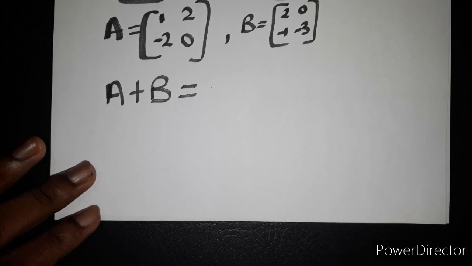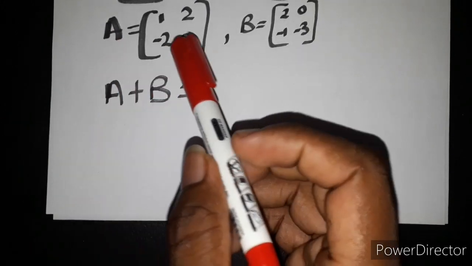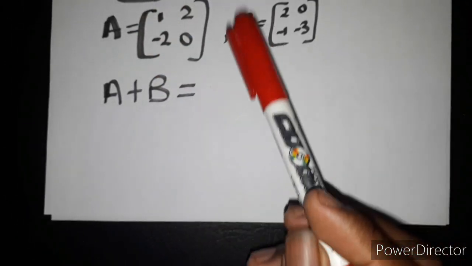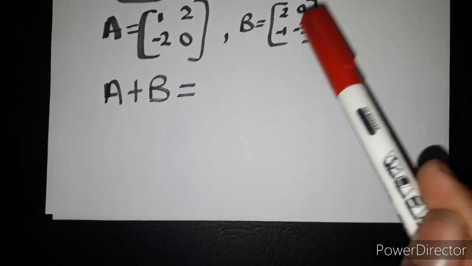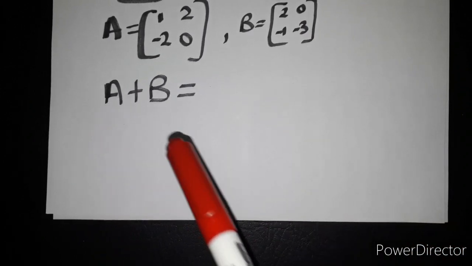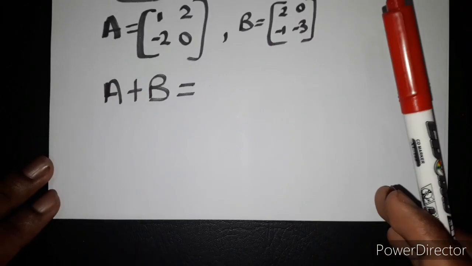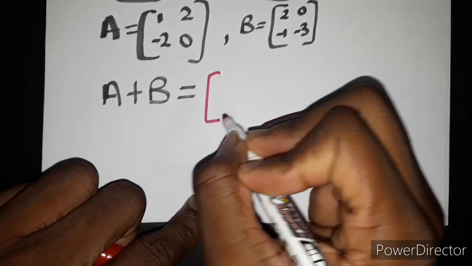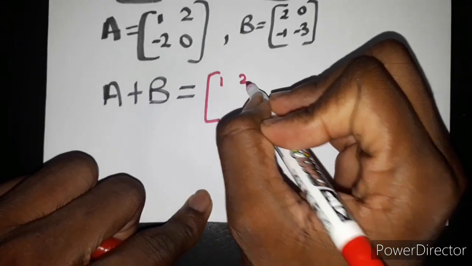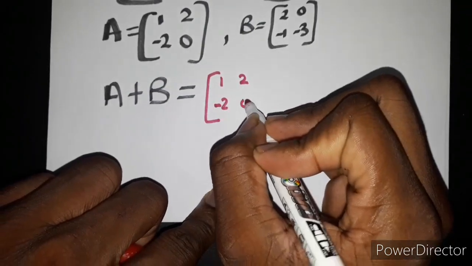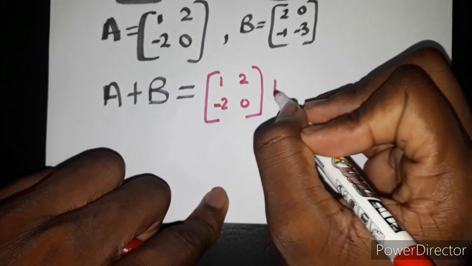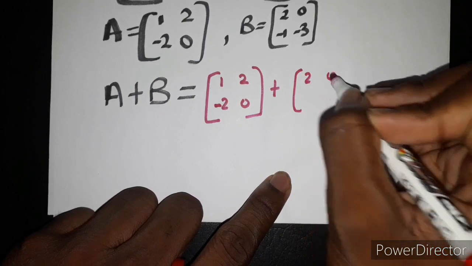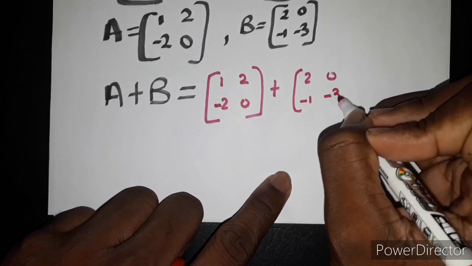Alright, so we have example 1. Example 1 says the matrix A is equal to 1, 2, negative 2, and 0, and the matrix B is equal to 2, 0, negative 1, and 3. And they want us to find what is A plus B. So all we've got to do is put down the matrix A, which will be 1, 2, negative 2, 0, plus the matrix B, which will be 2, 0, negative 1, and negative 3.